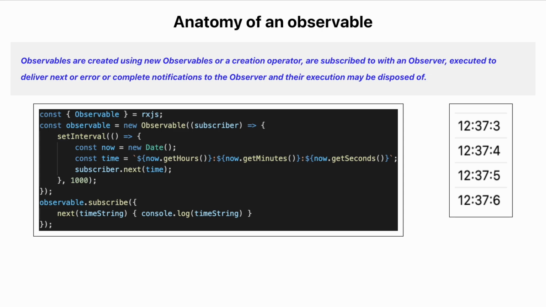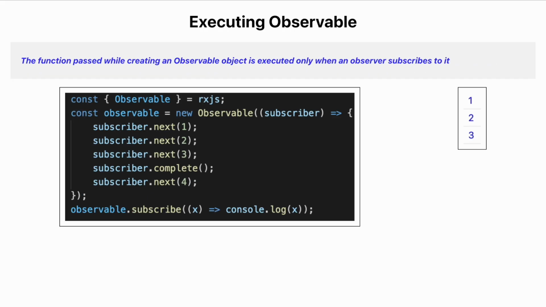Observables can be subscribed to by calling subscribe on it. For example, this observable will return a formatted time string every second. The observable is created using the Observable constructor, and it is subscribed by a subscribe method call. Executing observable: the function passed while creating an observable object is executed only when an observer subscribes to it.